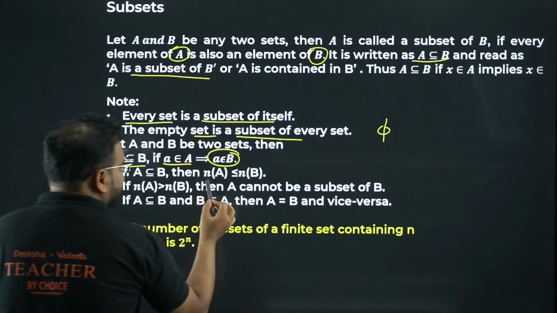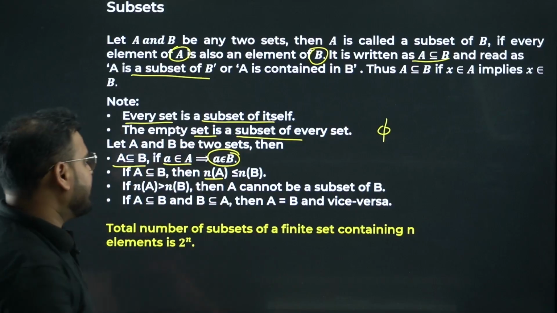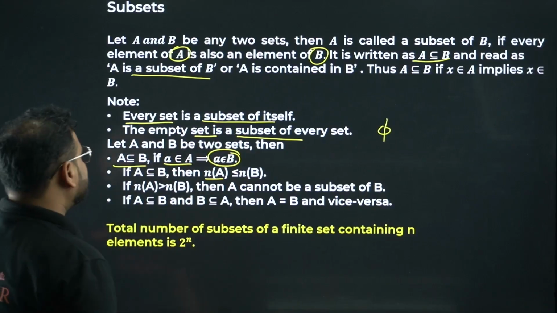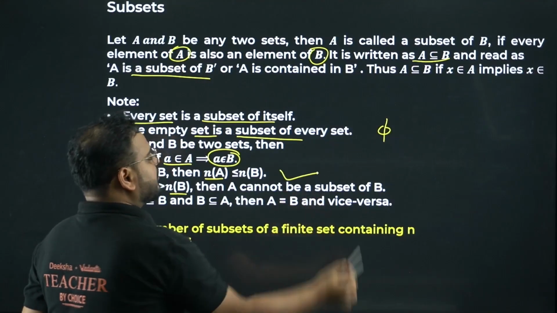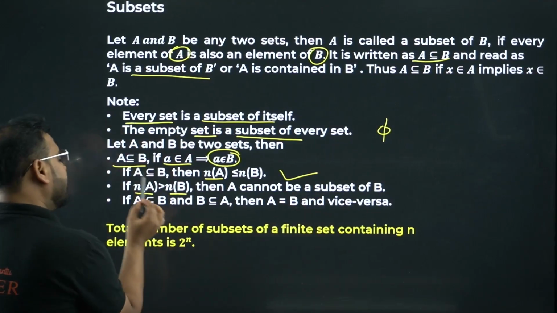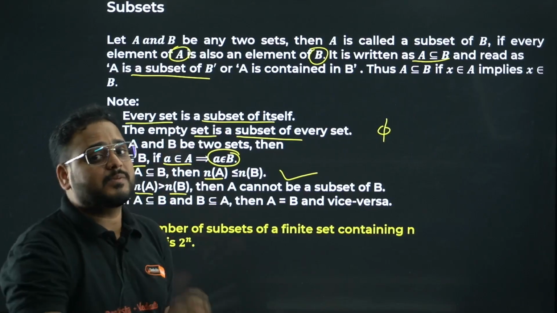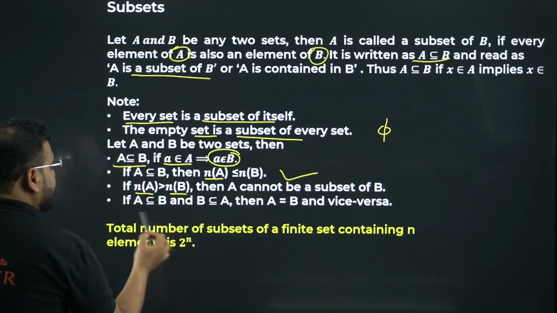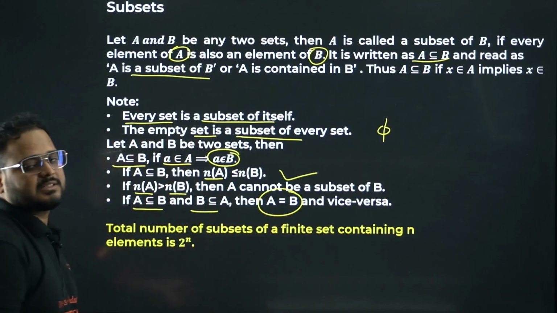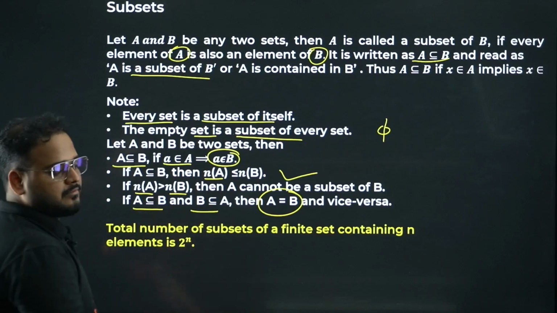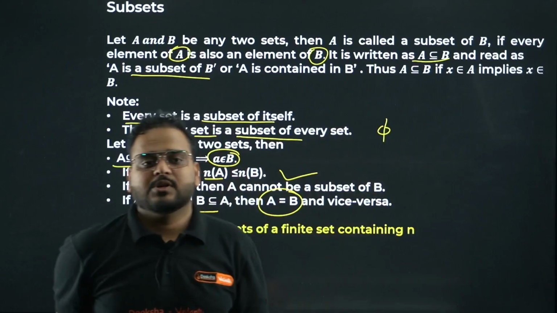And understand this, n(A), the cardinal number of A, will be less than or equal to the cardinal number of B. n(A) represents the cardinal number of A, the number of elements in A. If I have n(A) more than n(B), then I cannot say A is a subset of B. If A is a subset of B and B is a subset of A, then A and B are equal sets. So A equals B.